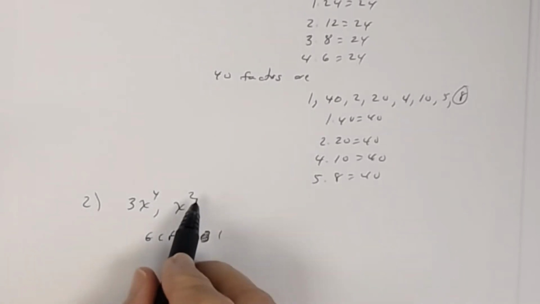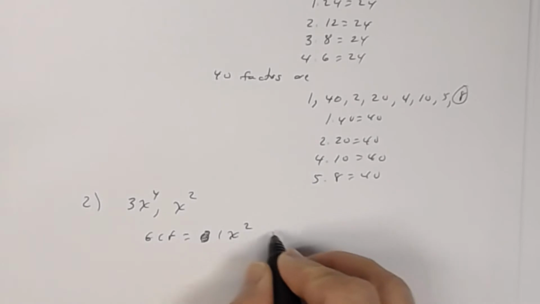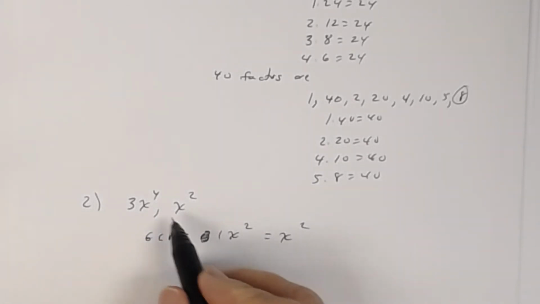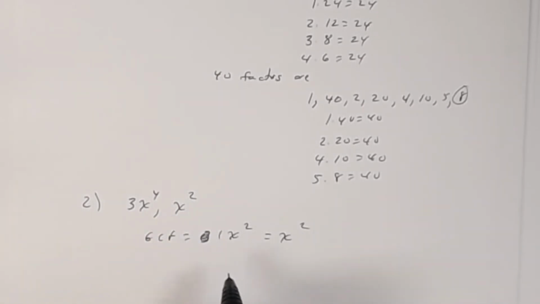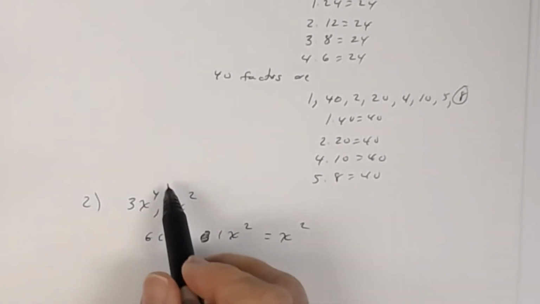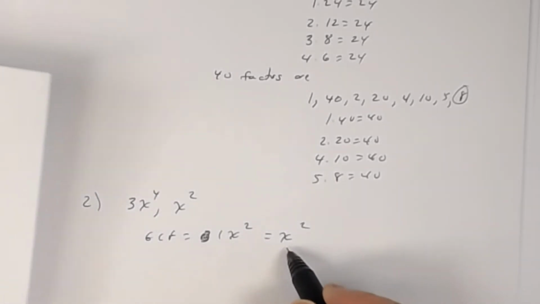So this is x to the 4th, this is x squared. You always choose the one with the smallest exponent. So we have 1 times x squared, so the answer is x squared. Okay, so the greatest common factor of 3 and 1 is 1, and the greatest common factor of x to the 4th and x squared is x squared. Okay, it's not x to the 4th, because there's not enough factors of x here. There's only 2 factors of x here, and there's 4 factors of x here. So you can only use 2 of them. So that's the largest they have in common. Okay, so the answer in number 2 is just x squared.